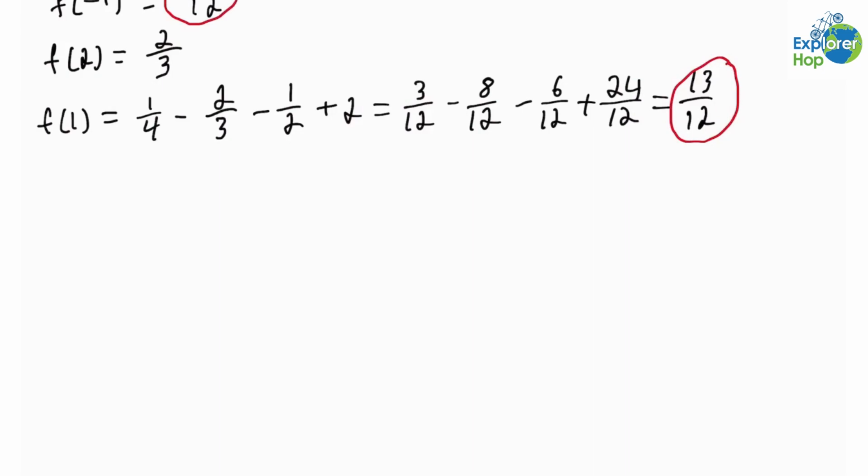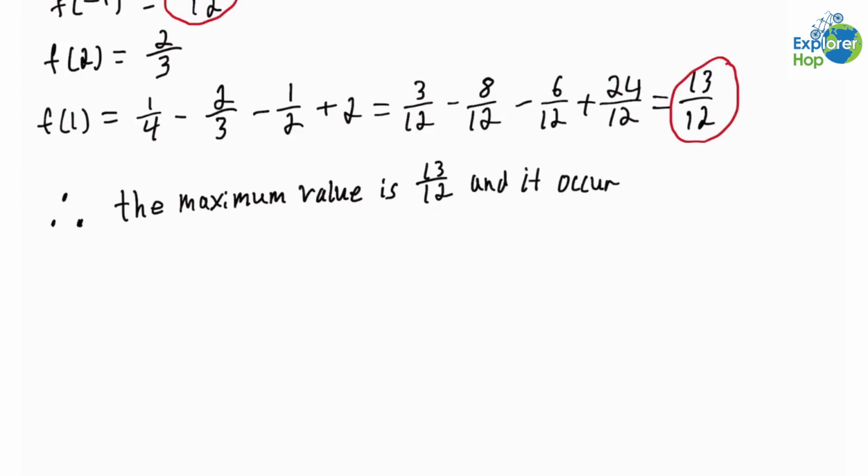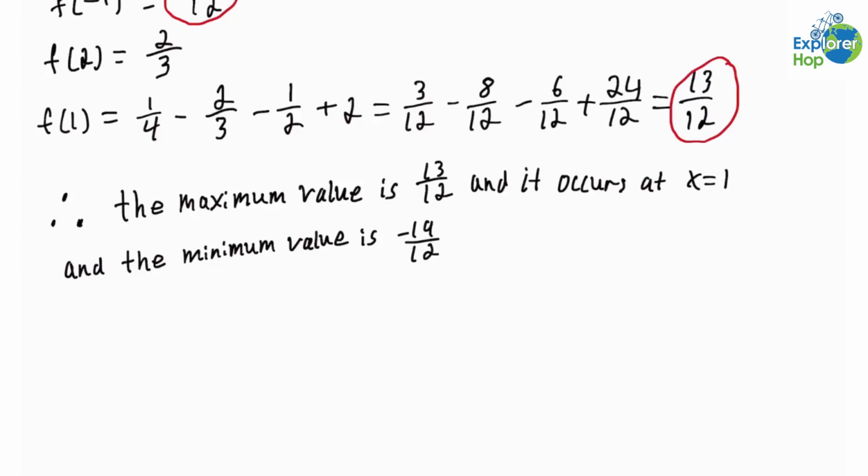So therefore, the maximum value is 13 over 12, and it occurs at x equals 1, and the minimum value is negative 19 over 12. And it occurs at x equals negative 1.